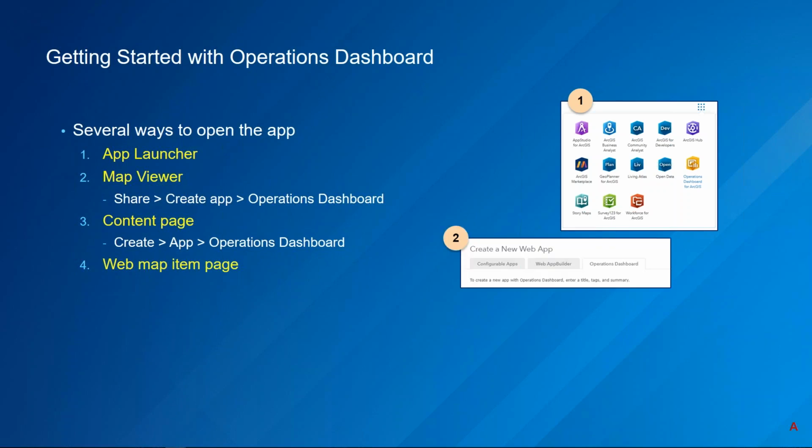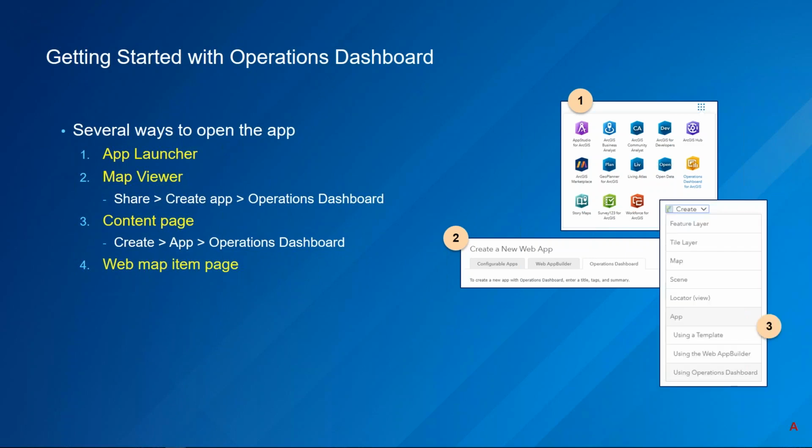Another option, of course, is via the map viewer. So I'm sure many of you have used the ArcGIS Online Map Viewer. You author and create your web map, you symbolize your data, you then save the web map, and then you can hit the share button and choose to create a brand new app. And you'll notice now that there's a brand new third tab called Operations Dashboard, where again, you can quickly and easily configure your own app without having to do any programming.